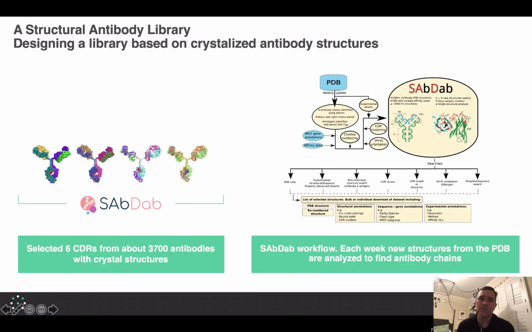I'll finally move on to our last library, which we call our SAB library, which, as I talked about before, is based off of this database, which has all of the known human antibodies that have been crystallized. Again, we use that as our input data set to create this fully human antibody library based off of those structures.